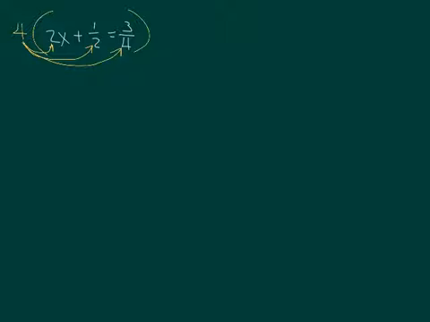Alright, so we get 4 times 2x, and we get 8x. We take 4 times 1/2, well 1/2 of 4 is 2, and then we look across the equal sign and we get 4 times 3/4, and I'm just going to write that out. Alright, so we have 8x plus 2 equals 4 over 1, so I can multiply those and get 12, and that's 12 over 4, and 12 divided by 4 is 3.